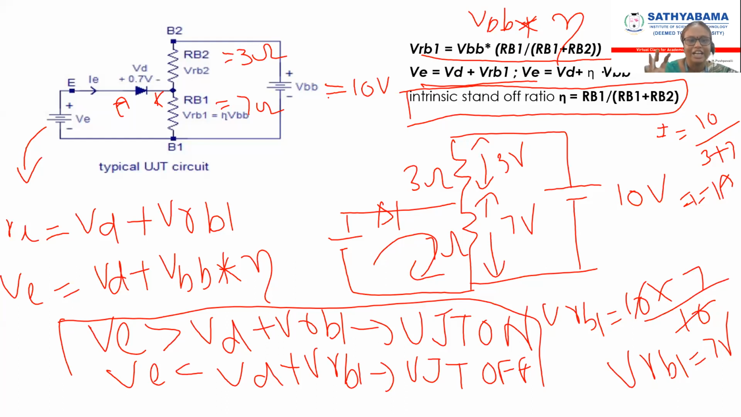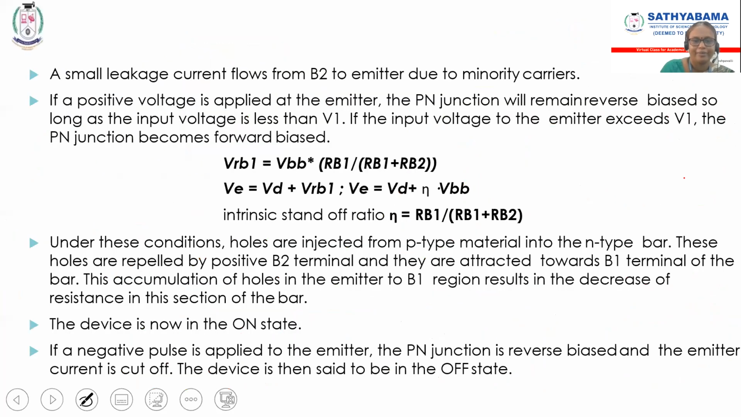At the starting, the UJT will be turned off when the emitter is open. So you have to keep on applying the emitter voltage. At that particular voltage, when the anode voltage is greater than the cathode voltage, automatically the UJT will be turned on. Okay. Here they are saying the same thing. First, a small leakage current flows from base to emitter due to minority carriers, and here they have put V1, which is nothing but VRB1. So as long as that value is less, my UJT will be turned off.